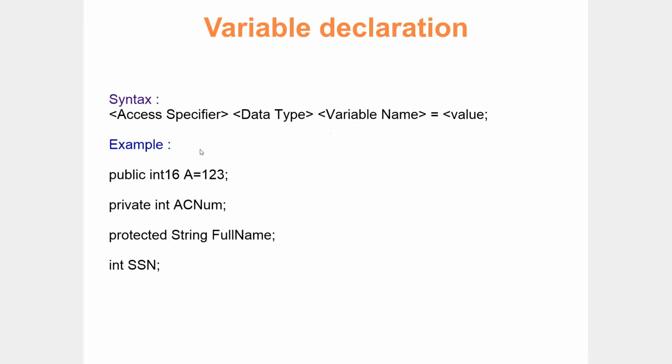Next, variable name. It can be anything. It is user defined. You can give A, B, C, and so on. A is equal to some value. If you want to assign the value at the time of declaration, you can. Is equal to 123. So the access specifier is public, the data type is int 16, the variable name is A, is equal to value.